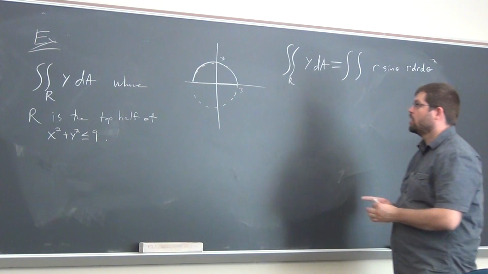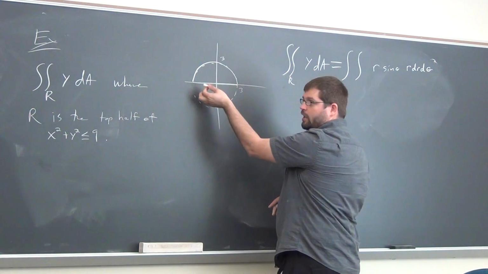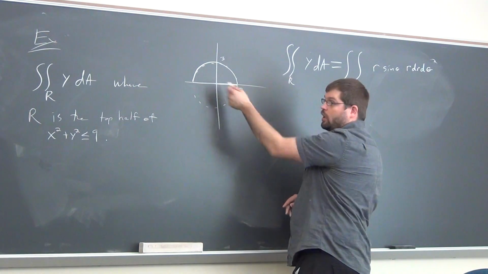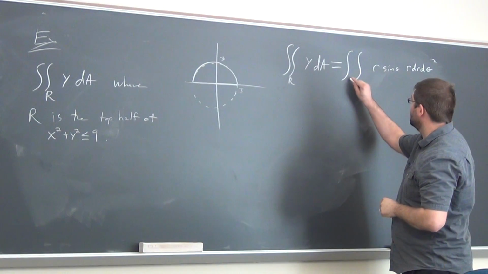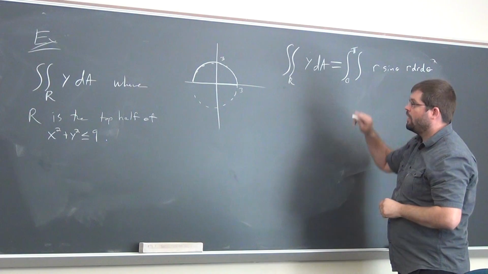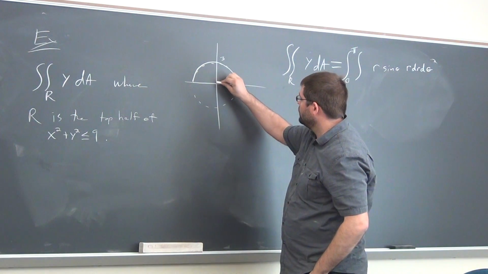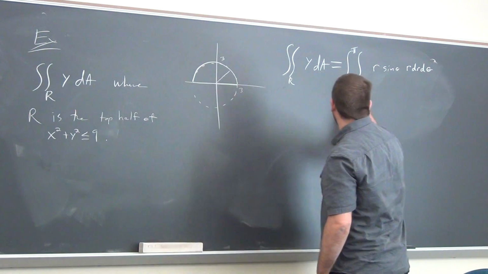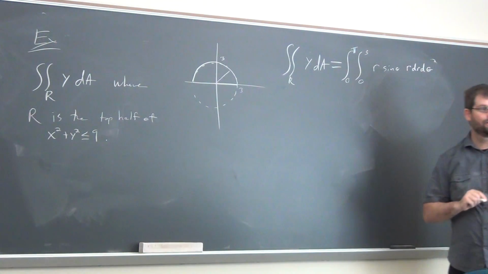So looking at this region, where do our angles range from? 0 to 180, so 0 to pi. So that's on the outside, right? And then for each angle, where does your radius go? From 0 till you hit that, right? Does that make sense?